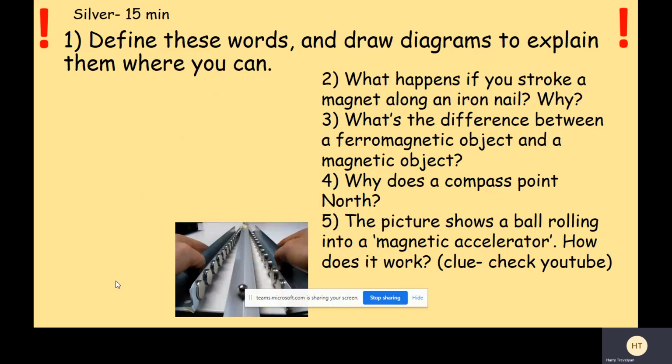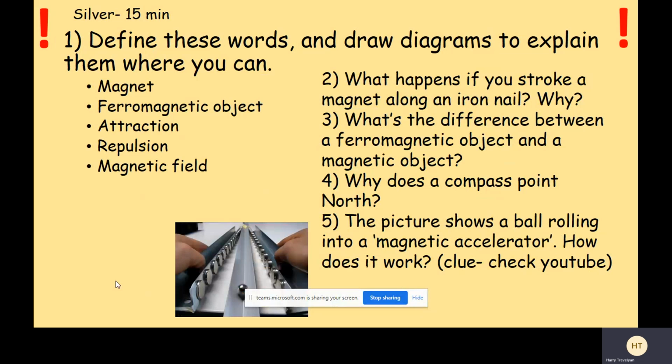So silver, we've got more words to define, but this time I want you to draw diagrams to explain them where you can. So magnet, ferromagnetic object, attraction, repulsion, and magnetic field, domain as well. And magnetized. So for the silver task, I want you to define those words with diagrams and then answer those questions from 2 to 5. Question 5 is a fun one. Have a look on YouTube if you're not sure what that picture's trying to show. So pause the video now if you're trying silver.